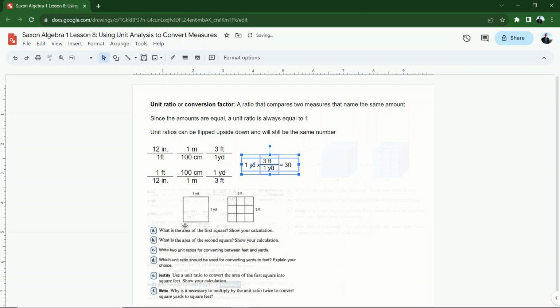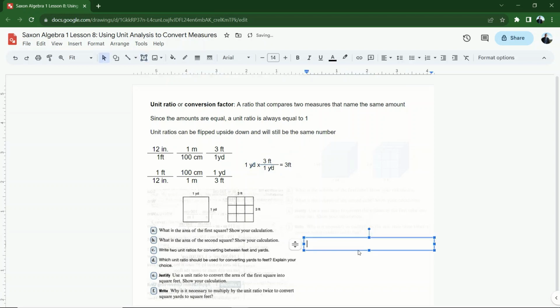What happens if I do have these squares? I'm going to go ahead and answer some of these questions over here. Letter A, what is the area of the first square? Show your calculation. 1 yard times 1 yard equals 1 square yard. Letter B, what is the area of the second square? Well, that's 3 feet times 3 feet equals 9 square feet.